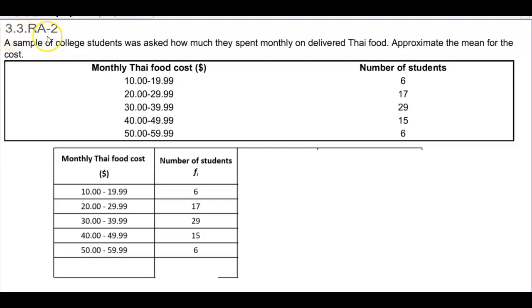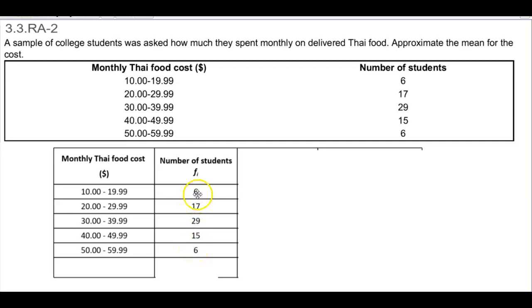Section 3.3 RA-2: a sample of college students was asked how much they spent monthly on delivered Thai food. We want to approximate the mean for the cost. The first title here is the monthly Thai food cost, and here are the classes. We have 5 classes, going from 10 to 19.99, 20 to 29.99, and so on, all the way to 50 to 59.99. And over here, this is the number of students, which represents the frequency.